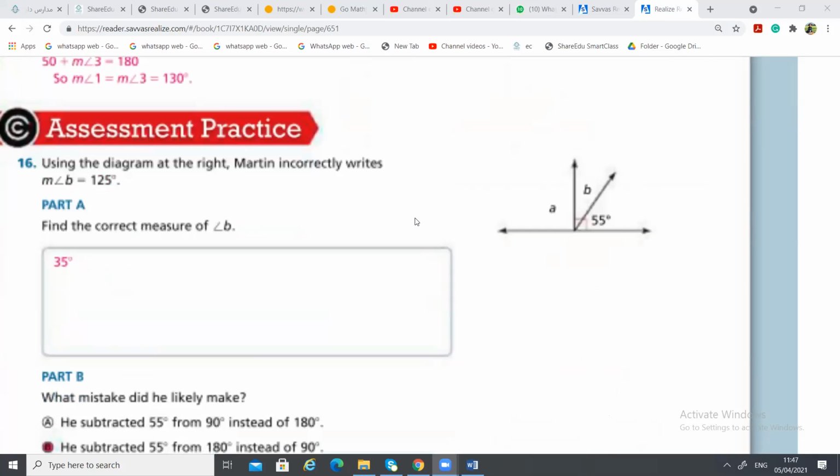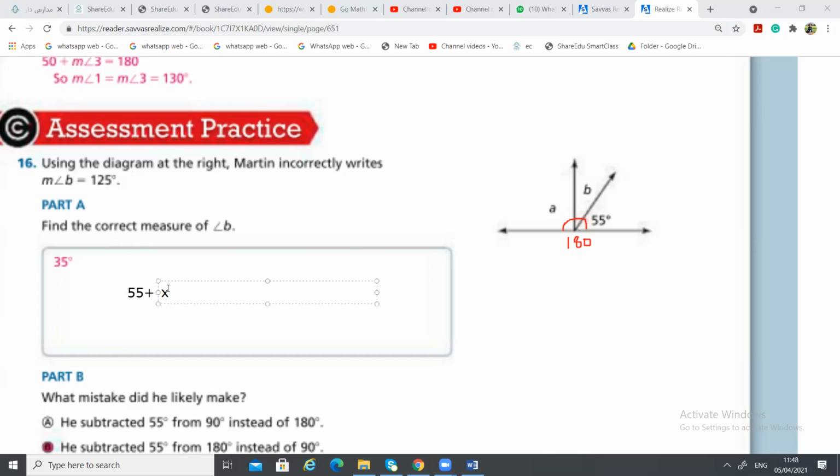Now here, last one, assessment practice. Angle B is 125. Again, one more thing you must know: the straight line is always 180. That's always a supplementary angle, which is called 180. So 55 plus, what did they give you for angle B? Angle B, they give you as 125. Okay, Martin incorrectly writes that this is 25. So x, I don't know how much Martin actually gets.